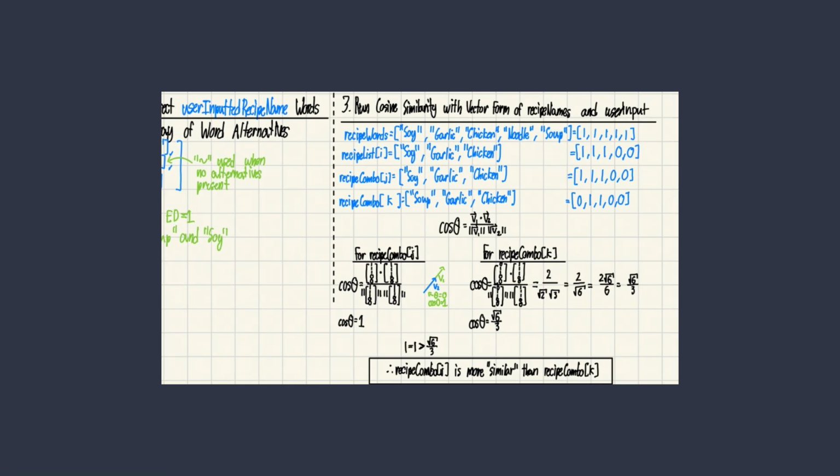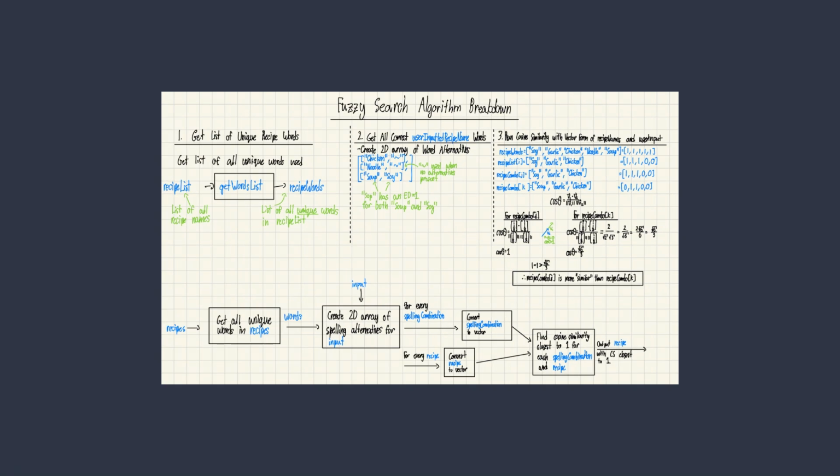And then finally, I'll convert all the recipe names and the corrected user input into vectors, and then use cosine similarity to calculate the most similar vectors. By doing this, I'll get the name of the recipe that is most similar to the input from the user.